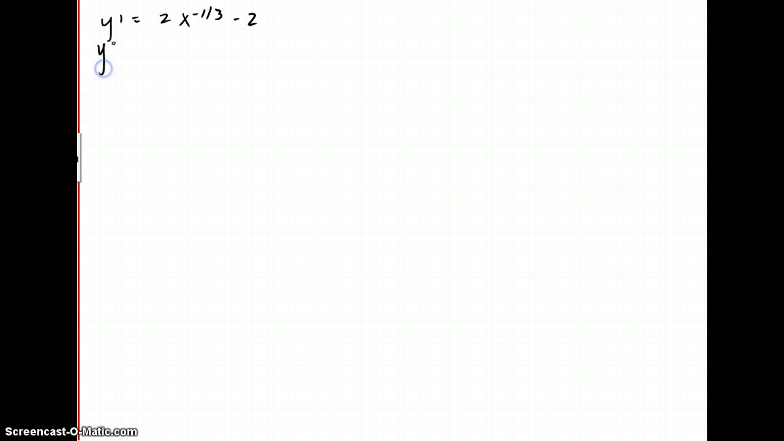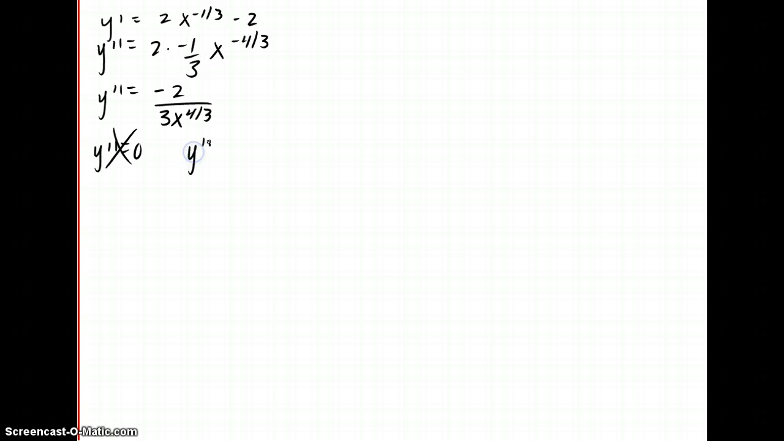Okay, so now the second derivative, again using the power rule, subtract 1 from the exponent. The derivative of -2 is 0. -2 all over 3x to the 4/3. The only critical number comes from where the second derivative does not exist, and that occurs at 0.